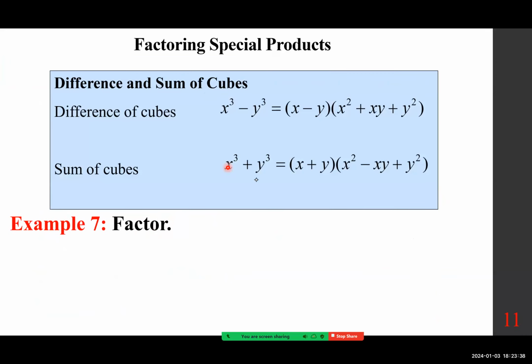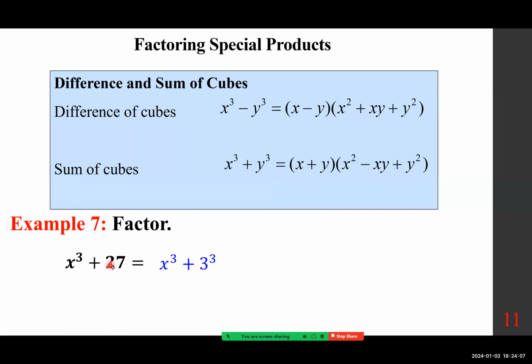Difference of cubes, we went over that. I'm reminding you of those. X cubed minus y cubed is x minus y times x squared plus xy plus y squared. X cubed plus y cubed is x plus y times x squared minus xy plus y squared. And remember, we use a and b or x and y. The concept is important. So x cubed plus 27. So x to the third power, and this is 3 to the third power.